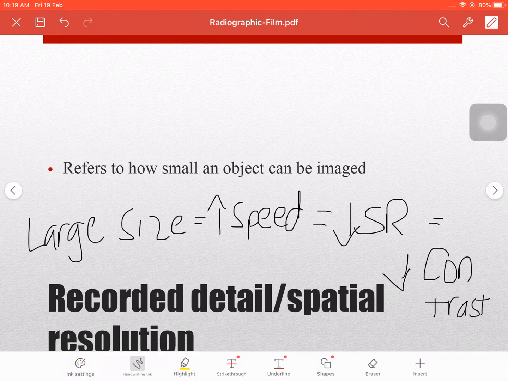Now, can you get it? Large size can increase the speed of our film. If the speed is increased, we will have a low spatial resolution. Having a low spatial resolution gives us low contrast. That's why a high contrast can be obtained using a film that contains smaller silver halide grains with a relatively uniform grain size. Okay.